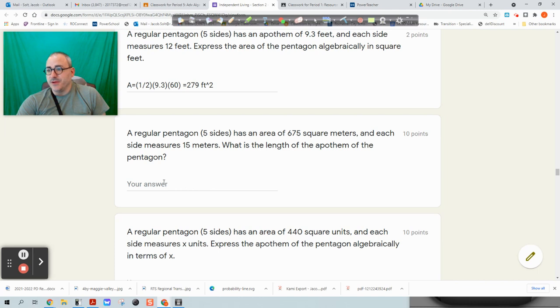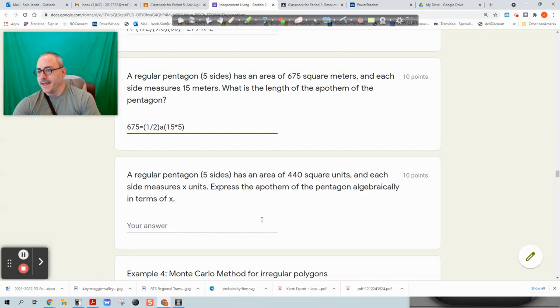All right, that's just algebra. You'll do A equals 1/2 times the apothem, which you don't know, so we'll call that A. We do know what the perimeter is: 15 times 5, since a pentagon has 5 sides. And we know the area. They told us the area is equal to 675. So you're going to solve for A, a little algebra there.